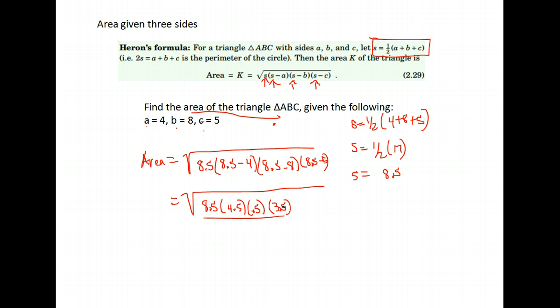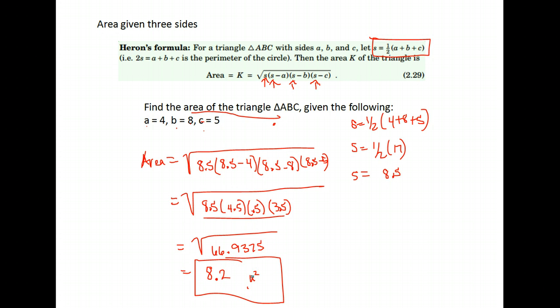Multiply these numbers under the radical. That gives me about, and again I'm going to leave it in my calculator, 66.9375, and I take the square root, and I will be done. So that gives me an area for this triangle of about 8.2. Again, that would be in units squared.